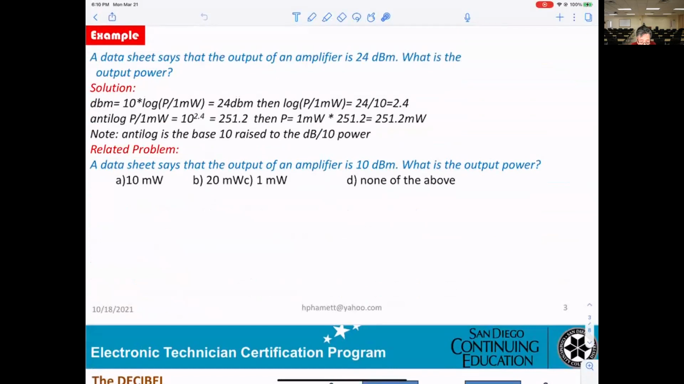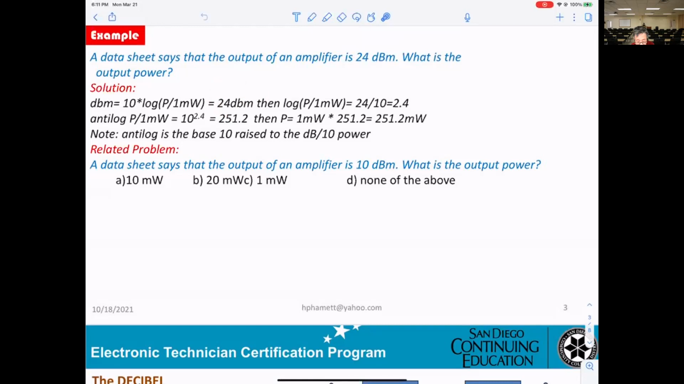Okay, a data sheet says that the output of an amplifier is 24 dBm. What is the output power? I believe on this one, following the example, you're able to do it quickly. Like I said, dBm equals 10 times log of P divided by 1 milliwatt. That's the formula, and that equals 24 dBm.